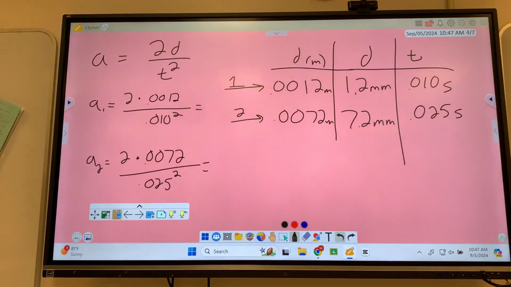Somebody got a calculator? I don't know where my calculator is. So, oh, sorry, I'm in the way. So let's plug in for A1. I get 2 times 0.0012 divided by 0.01 squared. I get 24.